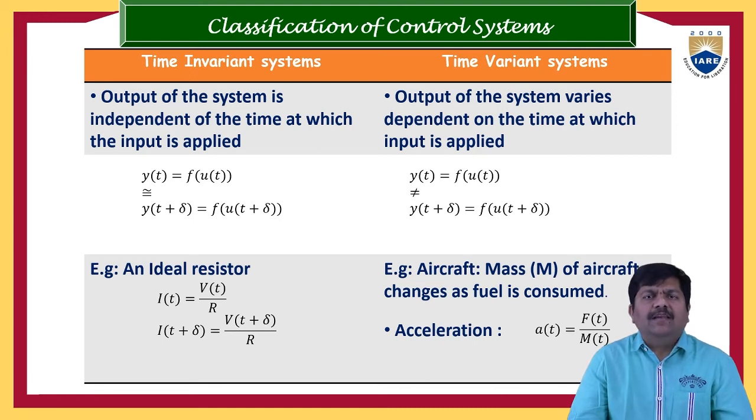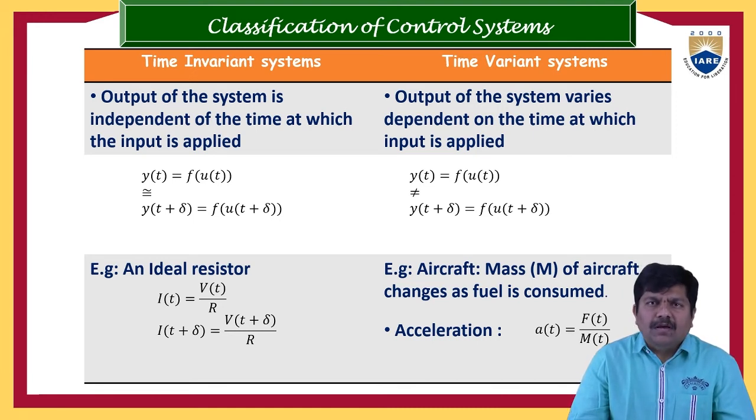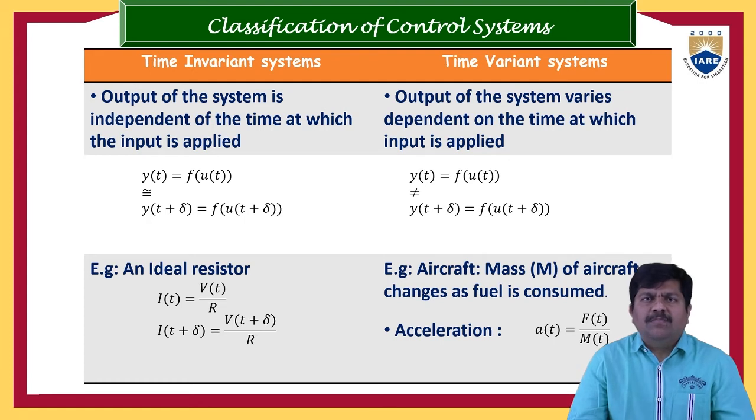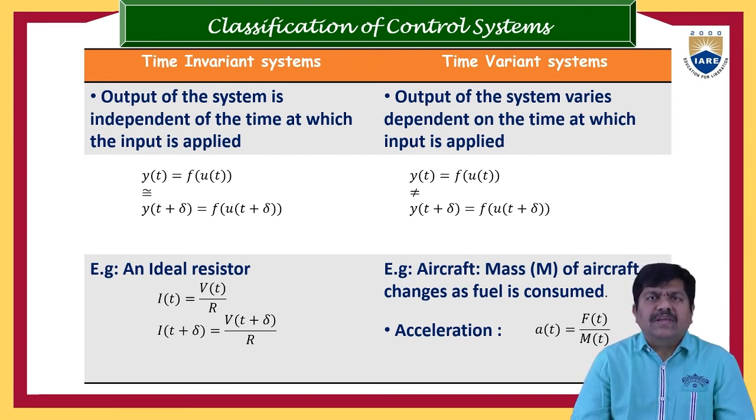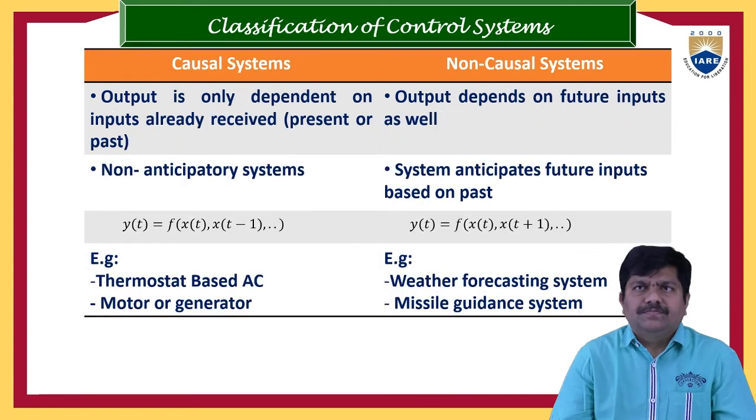Here, what is the plant? The plant is nothing but the control system, that is, the aircraft along with the fuel tank. Now the fuel tank weight is going to decrease as time progresses. So this is the best example, I feel, for time variant systems. This is also one of the important classifications the control system has.